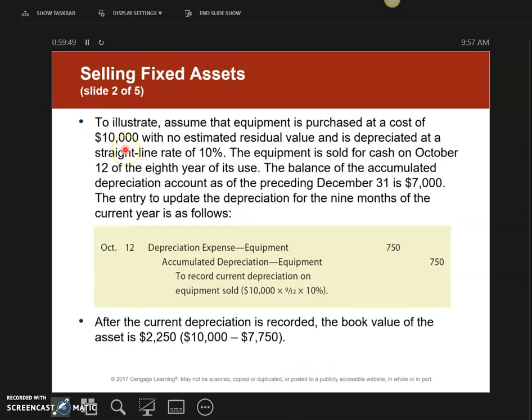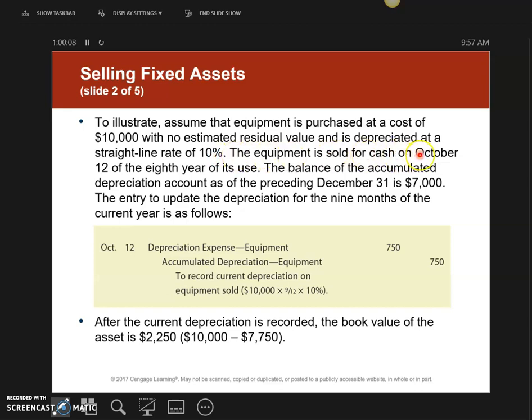We had equipment that cost $10,000 with no residual value and straight line of 10%. A 10% rate is 10 years. So 10,000 minus 0 divided by 10 years would be $1,000 a month depreciation. I'm sorry, $1,000 a year.